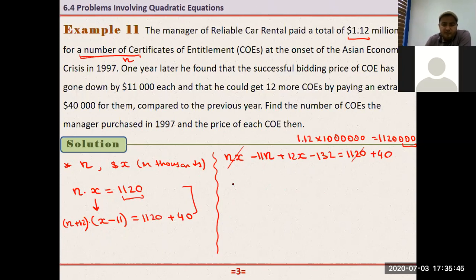Here we have minus 11n. Instead of n, what is n from here? n equals 1120 over x. So here we have 1120 over x, plus 12x. Now take this to the right hand side, minus 172. That's equal to 0.